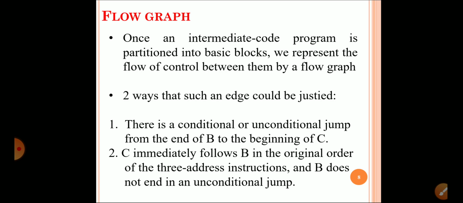First, there is a conditional or unconditional jump from the end of B to the beginning of C. What is this? We will see with an example. And C will immediately follow B in the original order of the three address instructions, and B does not end in an unconditional jump. So what are these two rules? We will see an example to better understand this.